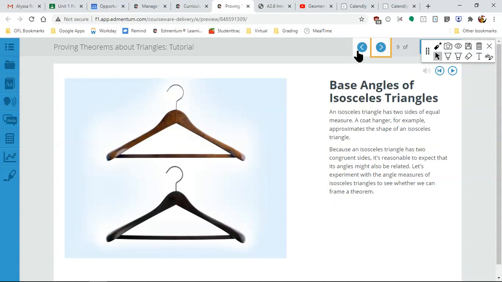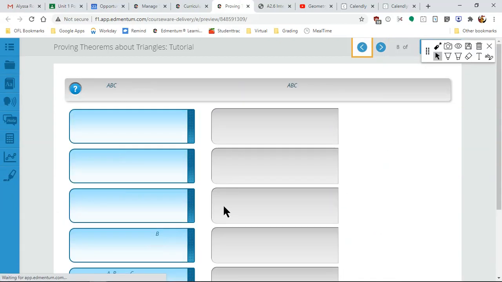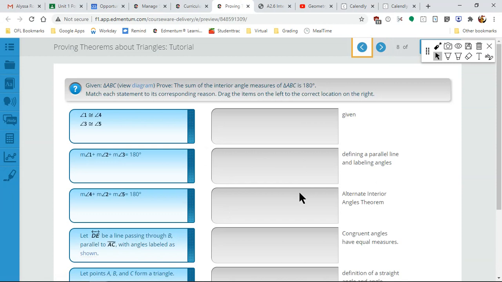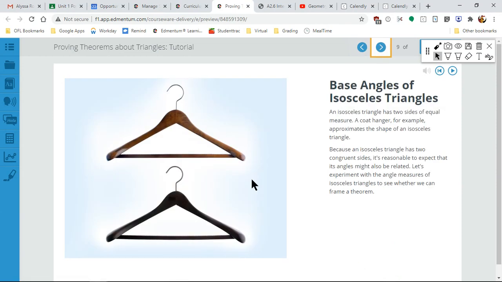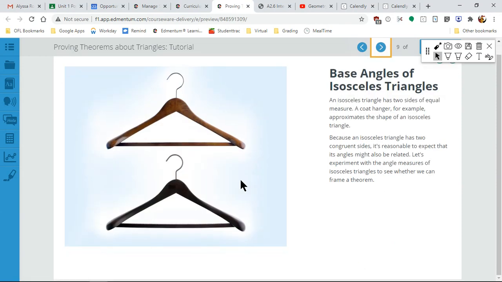Did that make sense? Did anyone have any trouble following the proof? All right, cool. So that's how proofs are. I've seen a lot of students just drag it in until they get it right, but try to understand it because it helps you do the proofs for the activities.